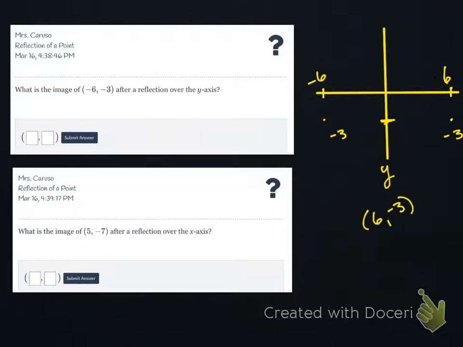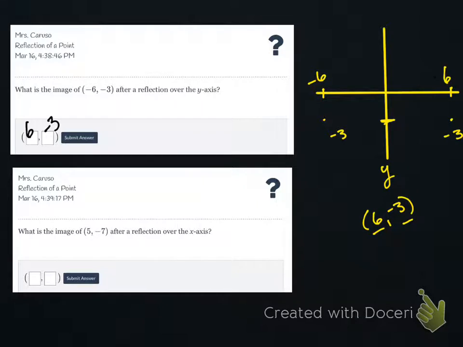So it would have the same y value, which was the -3, and the x value would have pretty much flipped, meaning going from the negative to the positive or positive to the negative. And so the final answer would be 6, -3. So let me write that, 6, -3.